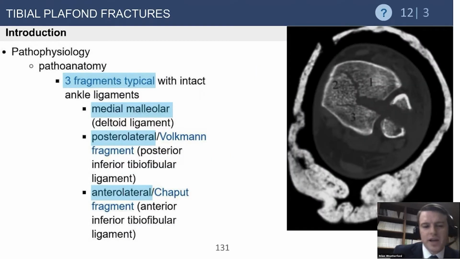So from a pathoanatomy standpoint, there are three classic fragments that we talk about here. Those are the Chaput or the anterolateral fragment, and each of these fragments has ligamentous attachments. The Chaput or anterolateral fragment is attached to the fibula via the anterior inferior tibiofibular ligament. The medial malleolar fragment is attached to the deltoid ligament, and then the posterolateral or Volkmann fragment is also attached to the fibula via the posterior inferior tibiofibular ligament, or the syndesmosis.